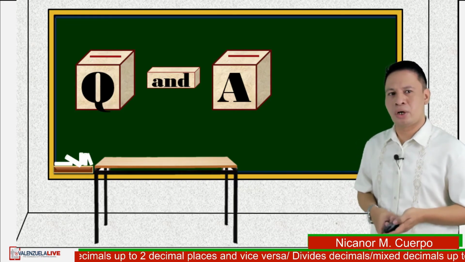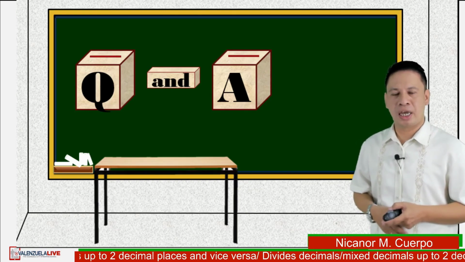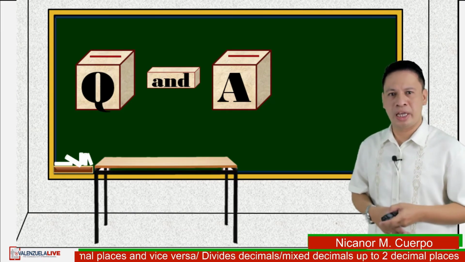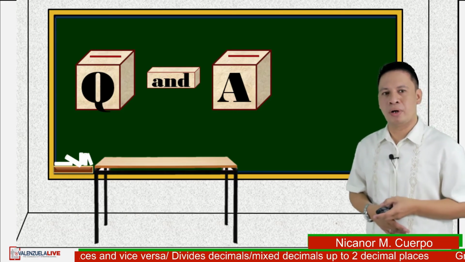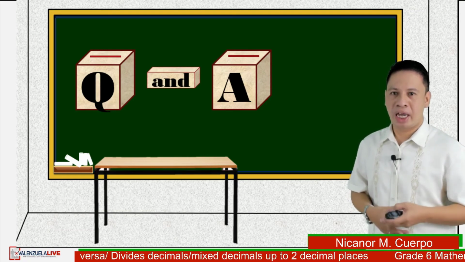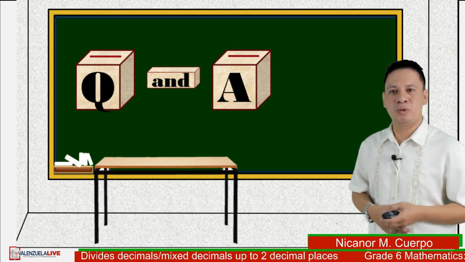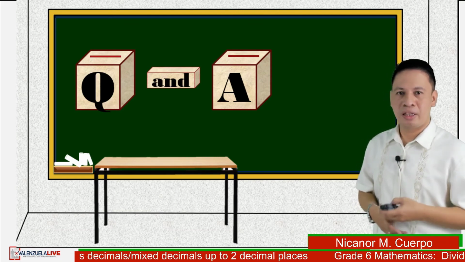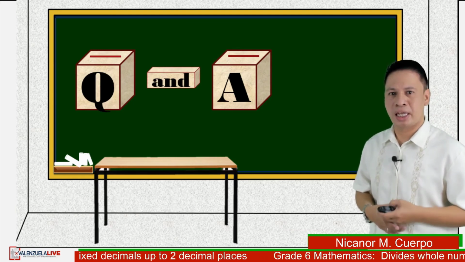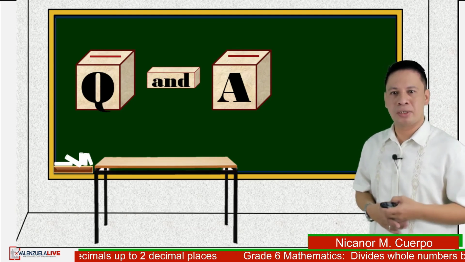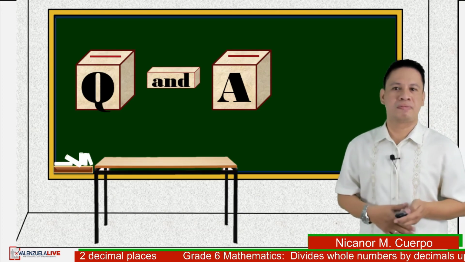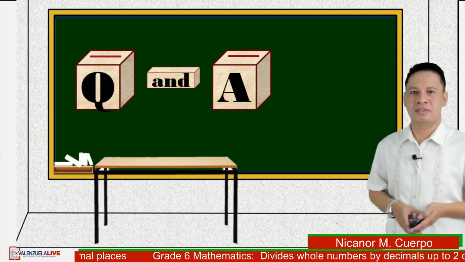Okay, so to answer your question, the number of decimal places in the divisor will tell you how many places the decimal point of the dividend will be moved. For example, if your divisor is up to tenths place or 1 decimal place, you're going to move your dividend 1 place to the right. If your divisor is in hundredths place or 2 decimal places, you move the decimal point of the divisor and the dividend 2 places to the right. Okay?